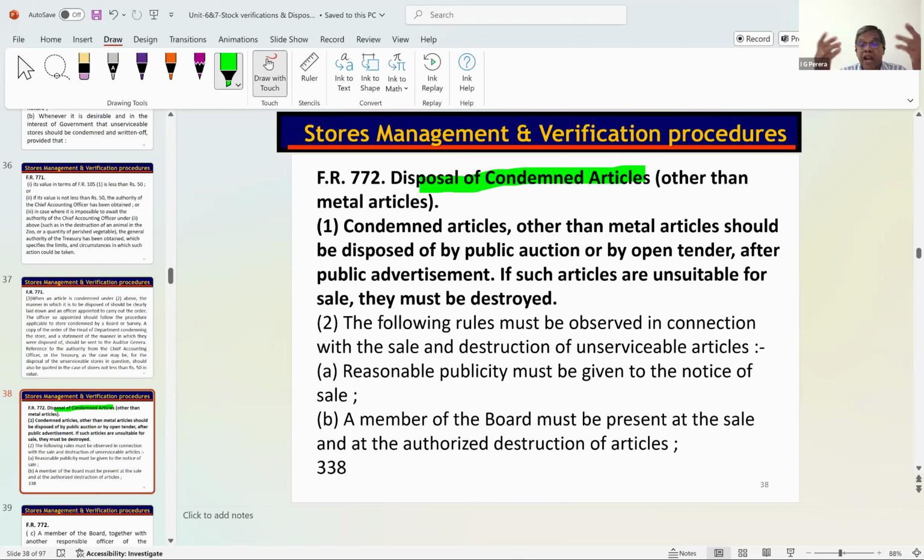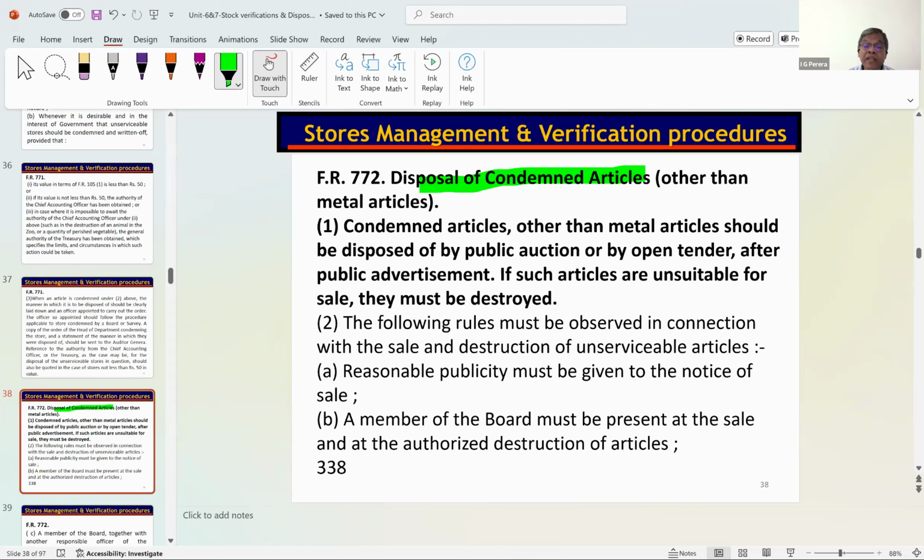Public advertisements, and articles should be disposed, and so basically articles that are unsuitable for sale. Therefore, you are disposing it, but still, if the articles are not suitable for sale, you can't auction, you have to destroy it. විකුණන්න පුළුවන් articles තමයි auction එකේ විකුණන්න පුළුවන්, ඒත් metal articles නෙවෙයි.